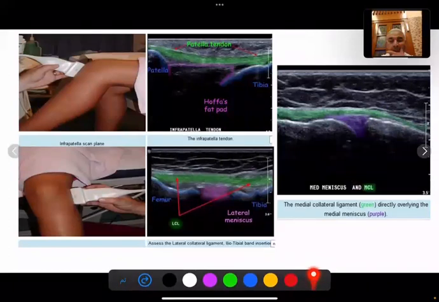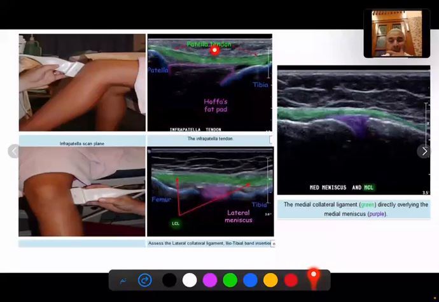This is the longitudinal view, demonstrating the patella, tibia, Hoffa's fat pad, patellar tendon, and subcutaneous area. And this is the medial aspect, demonstrating the skin, subcutaneous fat, medial collateral ligament, the medial condyle of the femur, the medial tibial plateau, and the medial meniscus. And this is the lateral aspect, demonstrating the skin, subcutaneous fat, the lateral collateral ligament, the femur, the lateral tibial plateau, and the lateral meniscus.